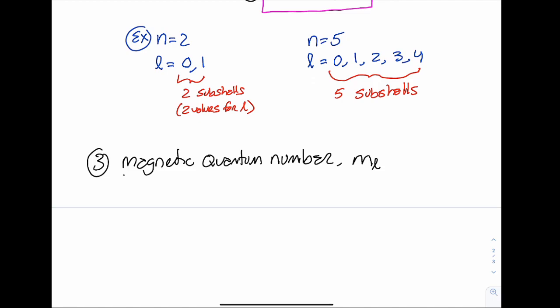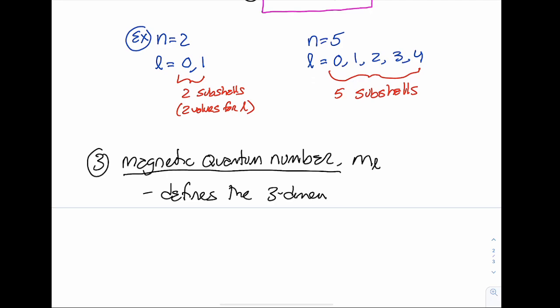So my magnetic quantum number, this is going to be the one that defines the three-dimensional orientation. So how is it oriented in space? Is it on the x-axis, y-axis? What is its orientation? So this defines the three-dimensional orientation in space.